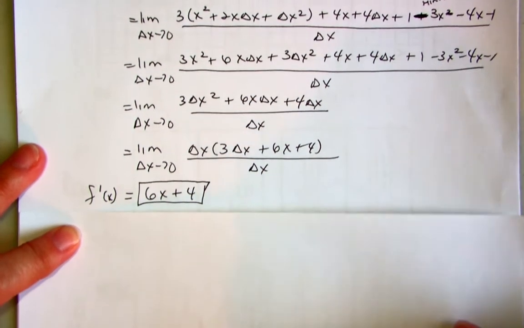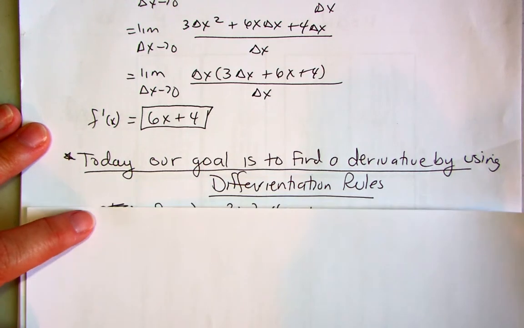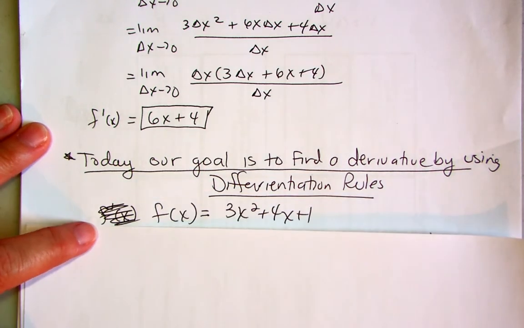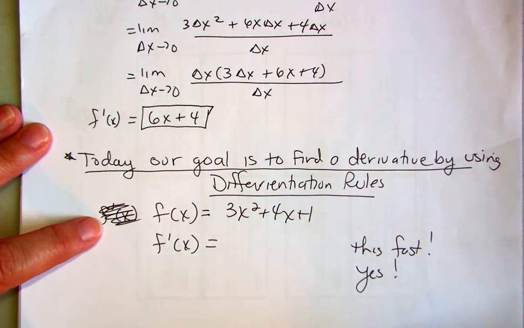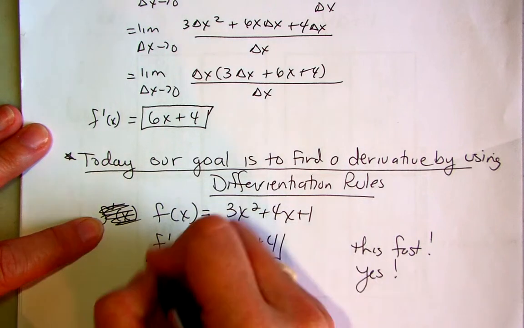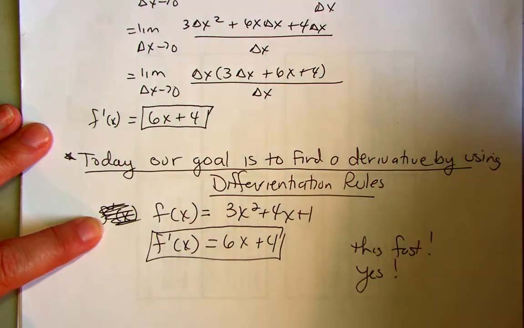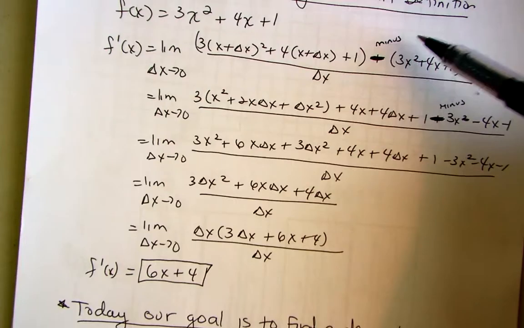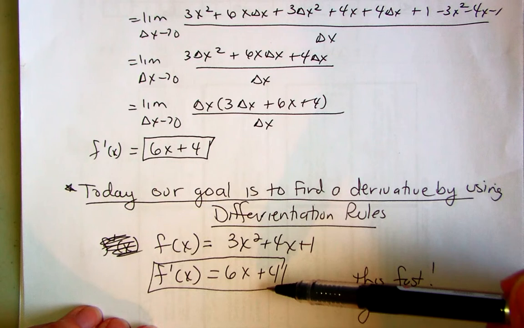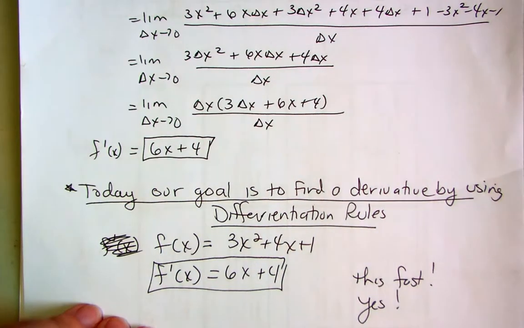Here's our goal for today. Today our goal is to find a derivative by using differentiation rules. So for example, here's that same function. Once I give you that function, after I go through these notes, you'll be able to find the derivative this quickly. Done. I used the rules in order to find the derivative. I did not have to go through all of this tedious math. Look at, I got the same thing. But you don't know what I used. So let me show you what I used.